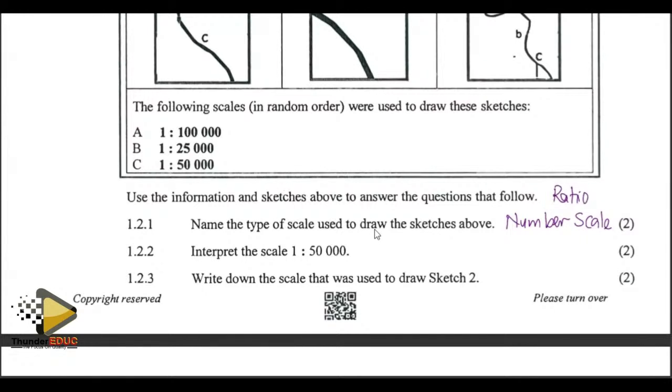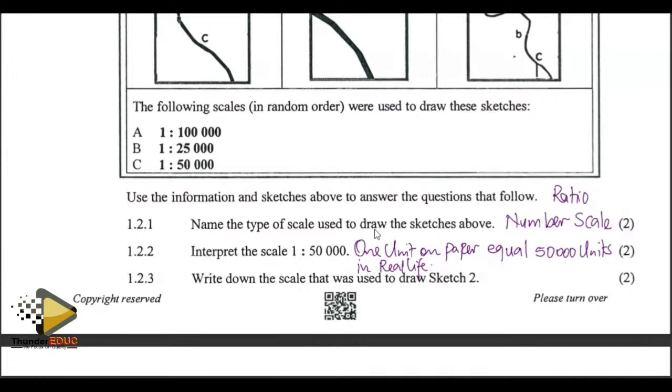Interpret the scale 1 is to 50,000. This simply means 1 unit on paper is equal to 50,000 units in real life. That's what it simply means. 1 unit on paper represents 50,000 units in real life.